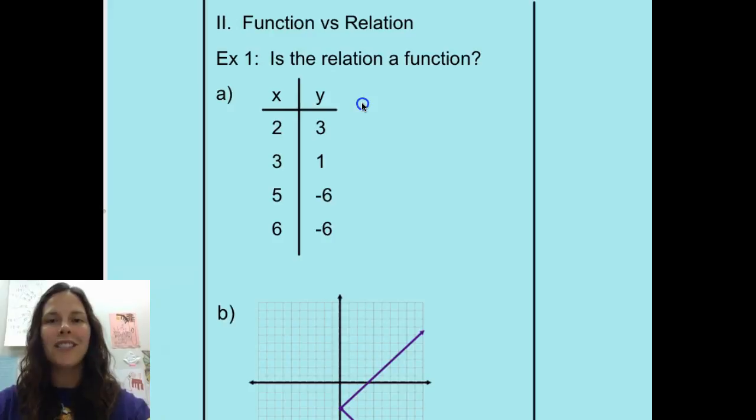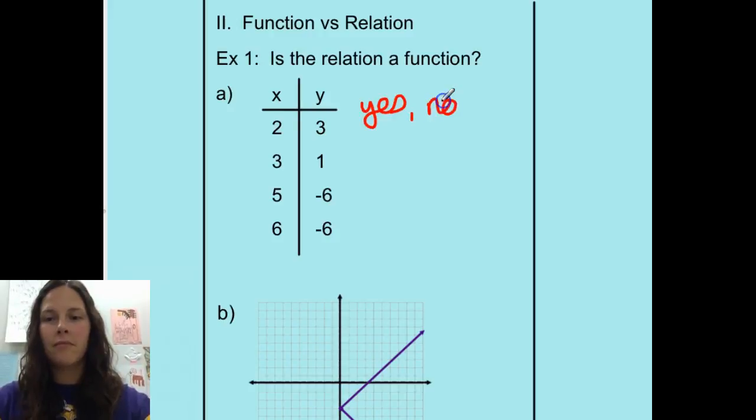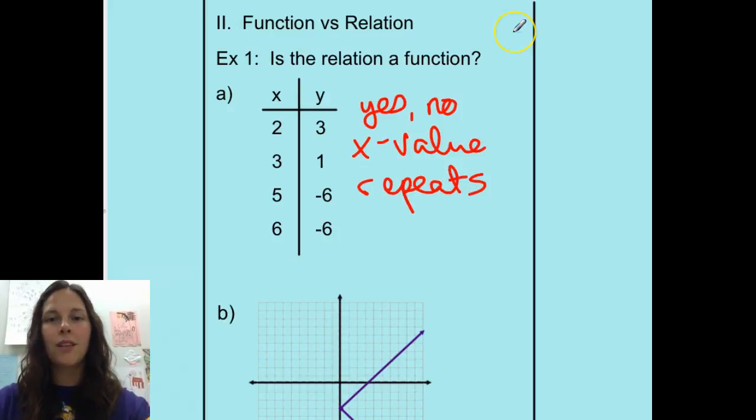Differentiating between relations and functions. Remember, each x value can only be paired with one y value to make it a function. So what we do when we look through this table is we check to see if any x values repeat, or any x values paired with more than one y value. In this case, the answer is no. We do see a y value repeating, but that's okay in a function. So again, the answer is yes, because none of those x values repeat.